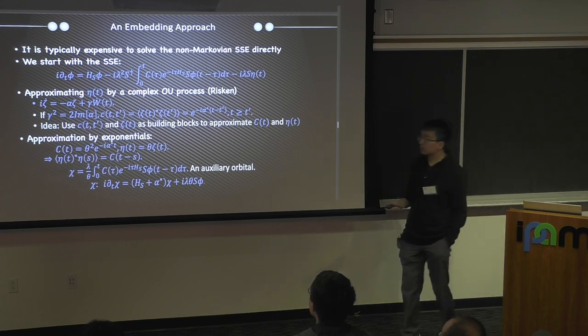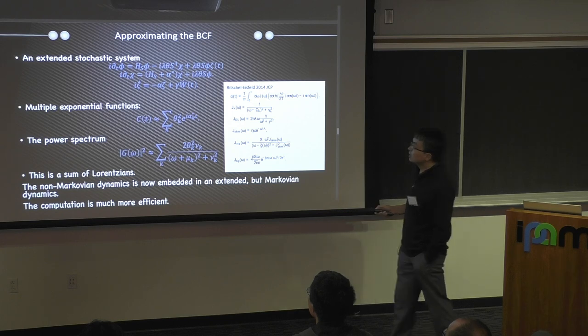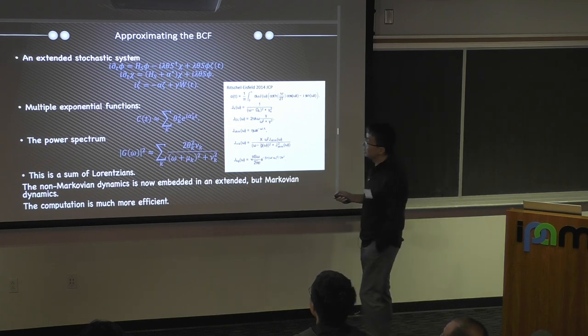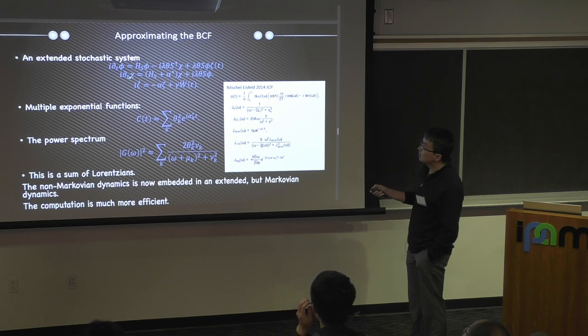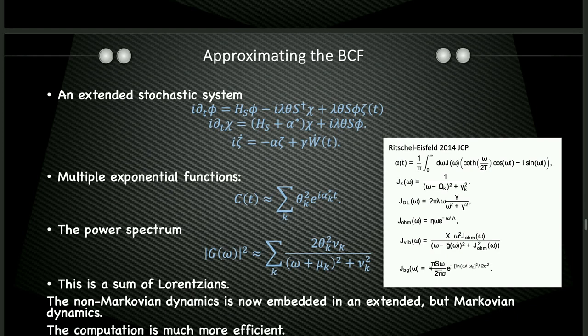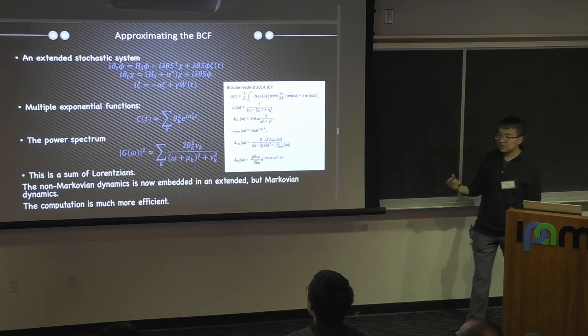Okay. Now, in general, of course, what you want to do is approximate. Once you introduce this additional wave function and this noise here, you can write down an extended system, and suddenly the memory goes away, right? And in general, one exponential function is probably a very poor approximation of your bath correlation function. So typically, you can approximate it by a sum of exponential functions. This looks a bit similar to GN's expression, but I think this is a different problem, a sum of exponentials.